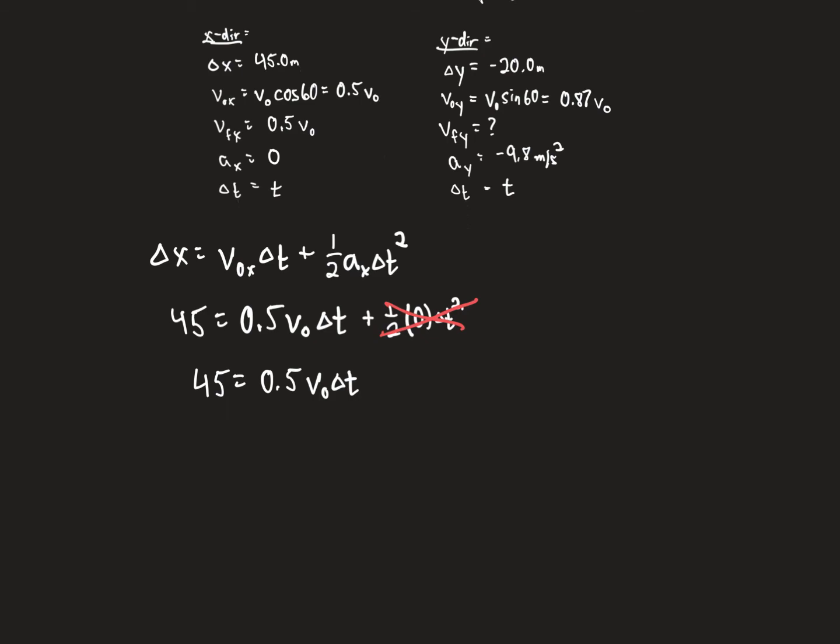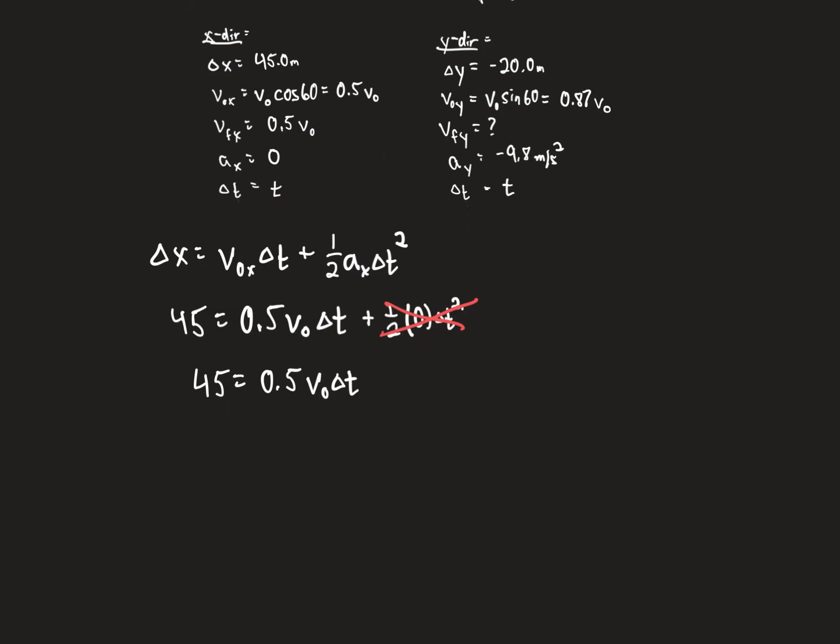I can get one of those variables by itself. Which one do I want to get by itself? V naught or t? Which one should I solve for? T. Why t? Same t over here as I have over here. So let's solve this for t. In general, when you're doing these problems, it's a good idea to find t because t is always the same between x and y in general. V0 might not always be, so you want to solve for change in t.